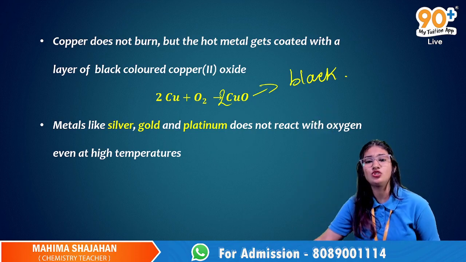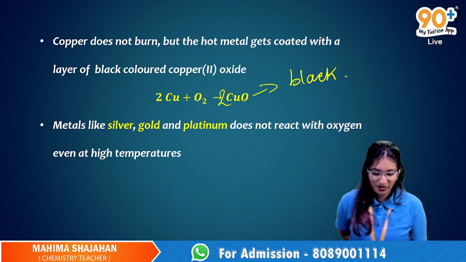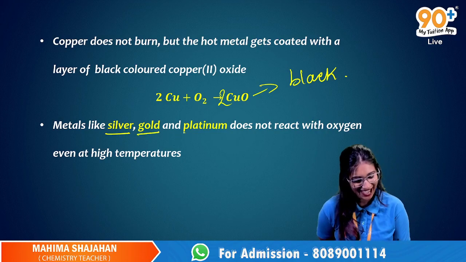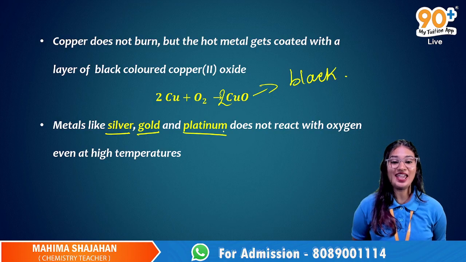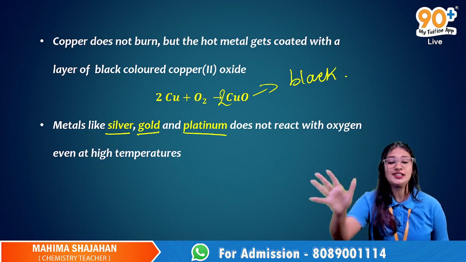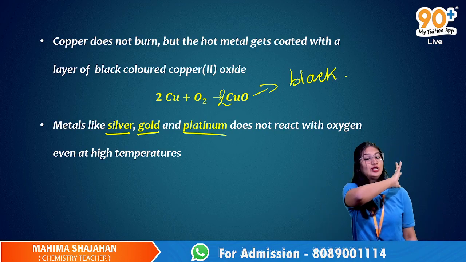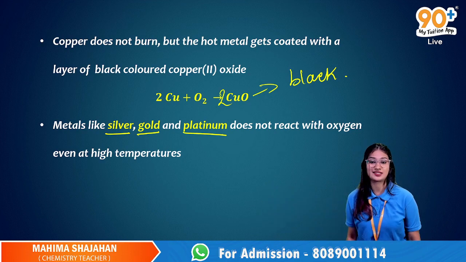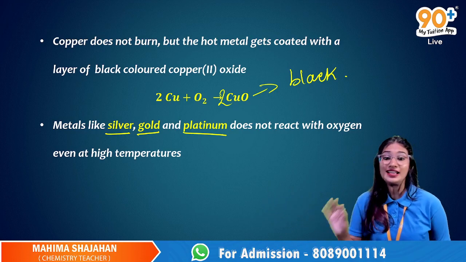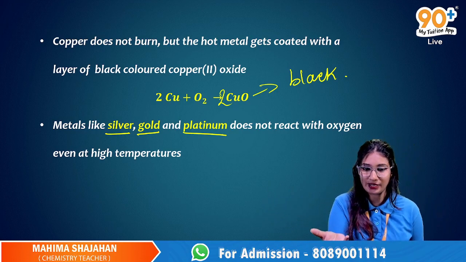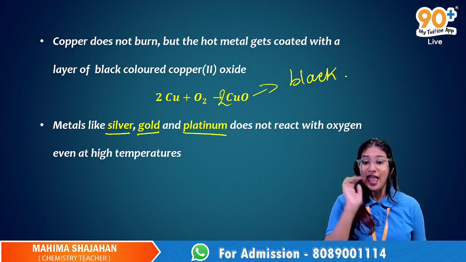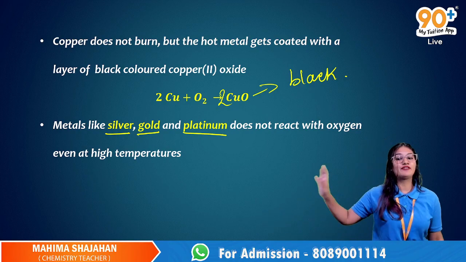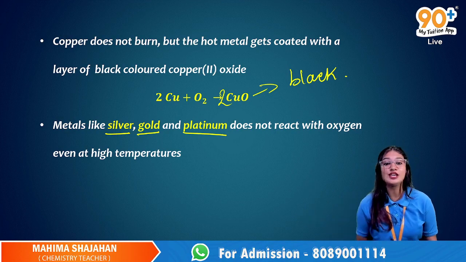In the reactivity series at the bottom, we have silver, gold and platinum. Even at high temperature, they will not react with oxygen. They are the least reactive metals, and that's why they are used to make jewelry. Not only that, they are malleable and ductile. So these are the reasons why we use silver, gold and platinum to make jewelry.